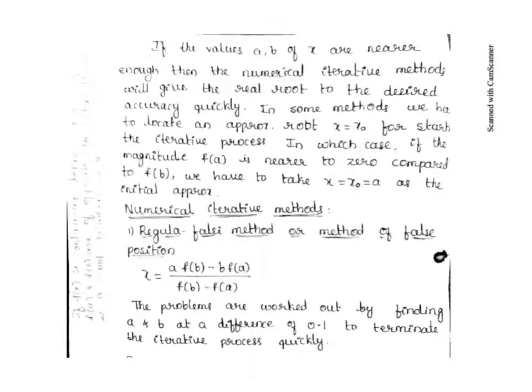Now, if the values of a and b are near enough, then the numerical iterative methods will give the real root to the desired accuracy quickly. Now, let us start with the regula falsi method, also known as method of false position. The formula is given by x equals a into f of b minus b into f of a, divided by f of b minus f of a.